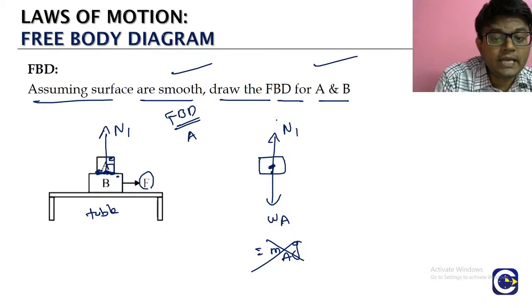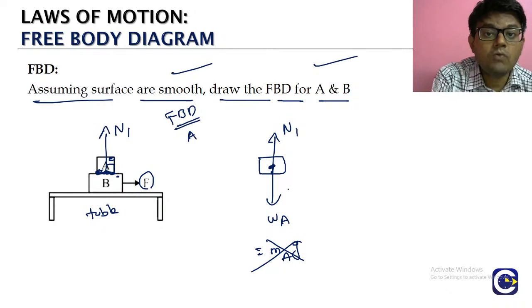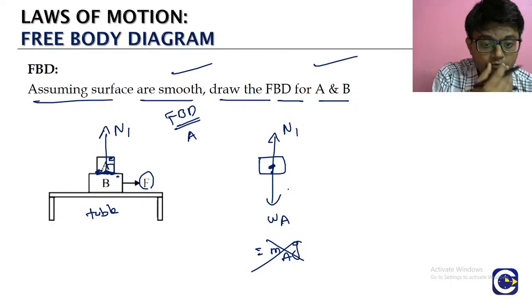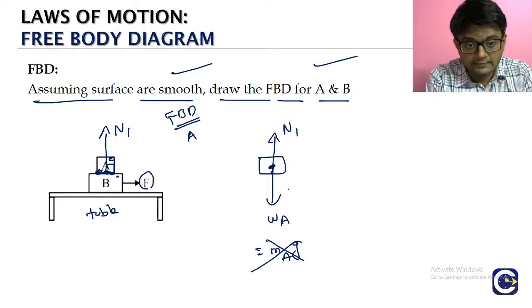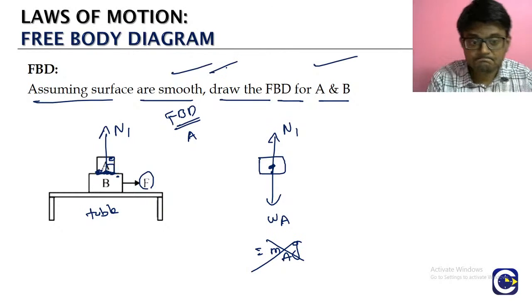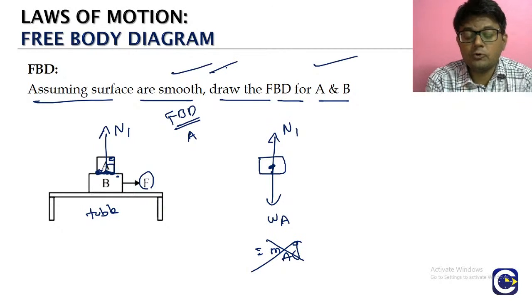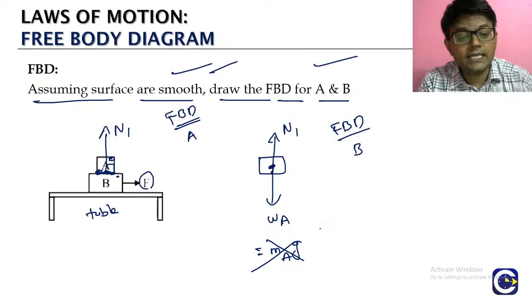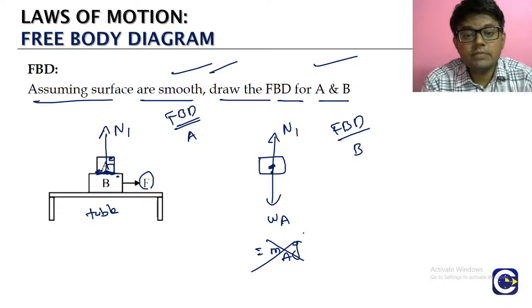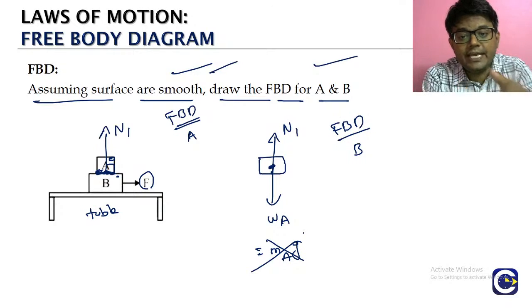Why am I putting N1? I will tell you. Because we are going to have one more normal reaction, not acting on A but acting on B. See, the surfaces are given as smooth. Means I don't think any other force is acting on A, that's it. On A we have only two forces. One is the weight of A, and then the normal reaction acting between the contact surface of A and B.